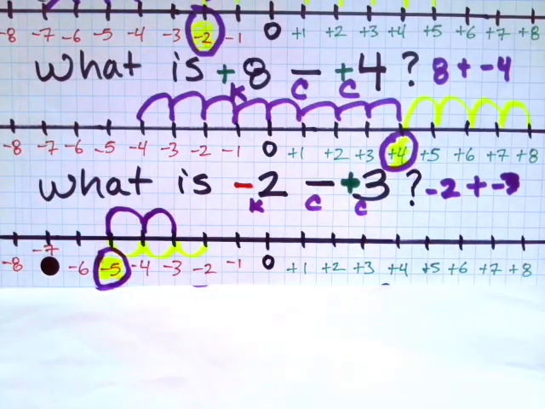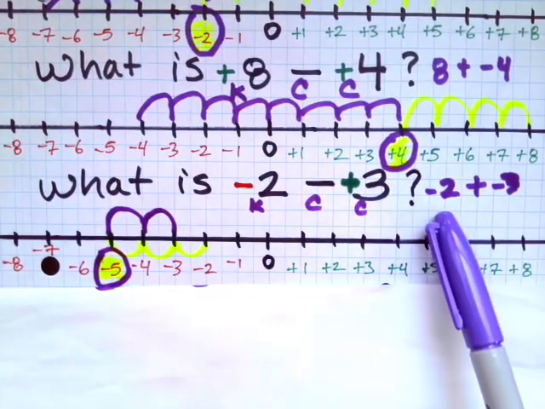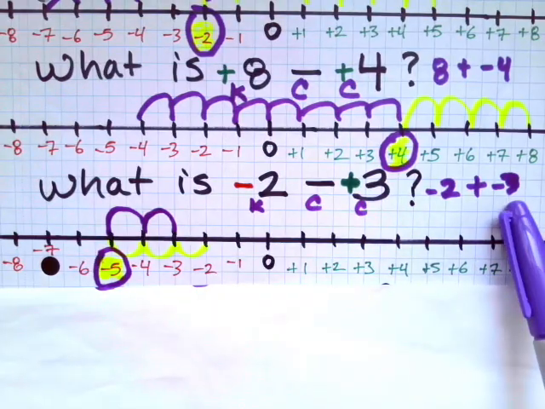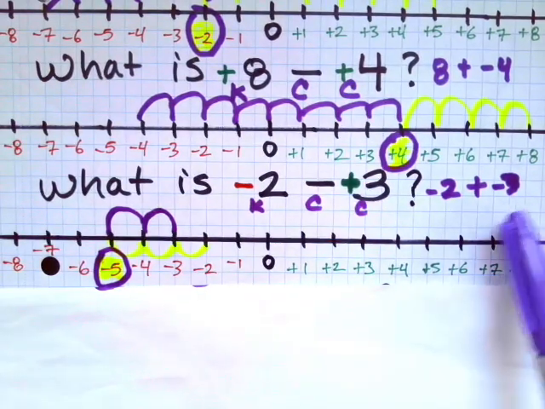And so take a look here. You owe me $2. Now you're owing me another $3. -2 plus a -3 is -5.